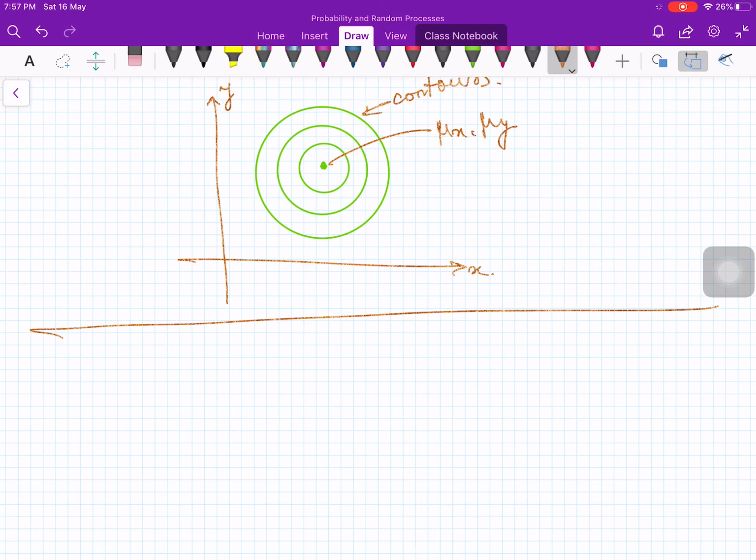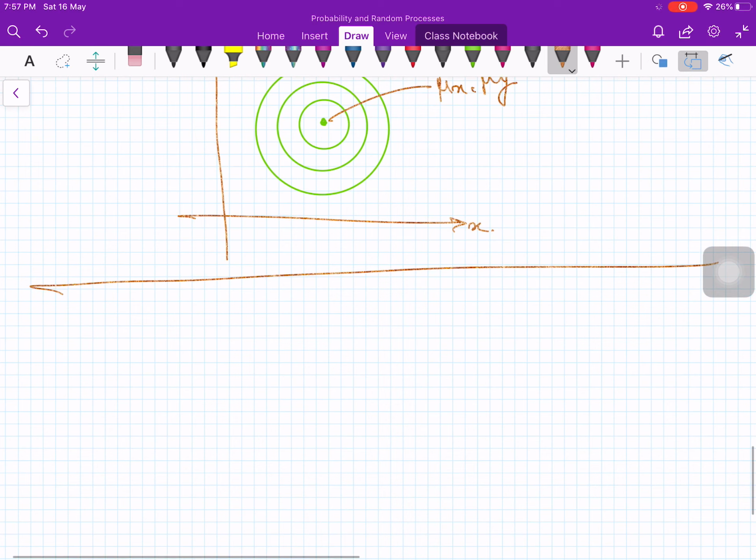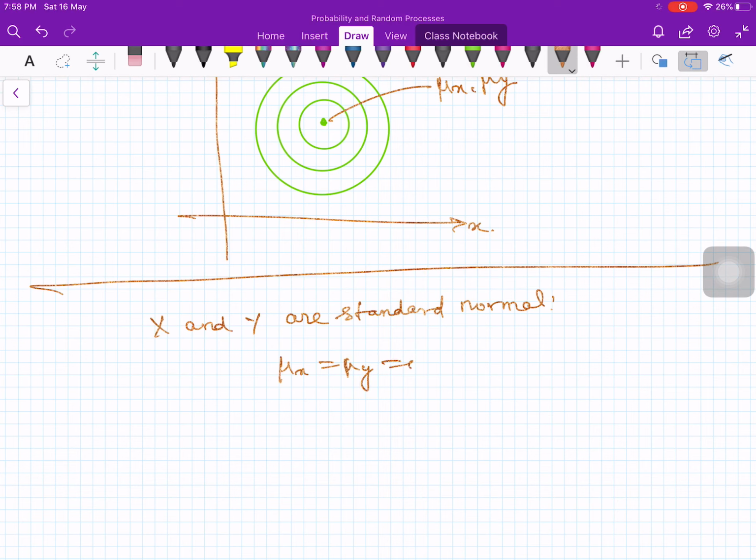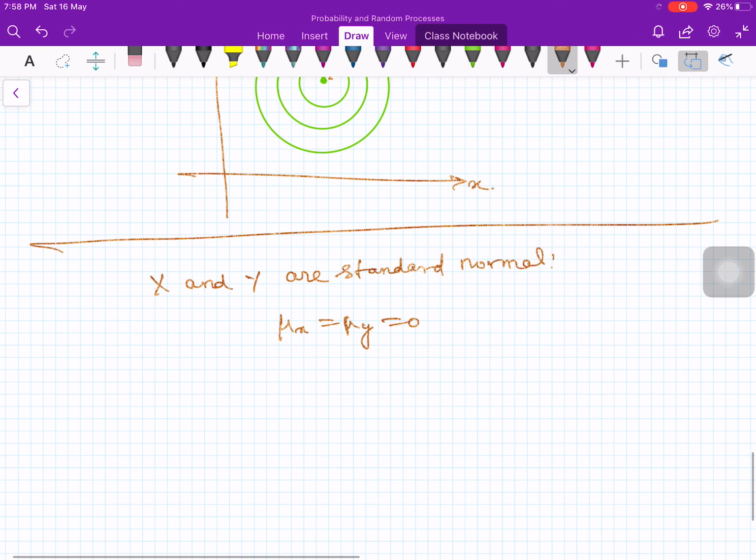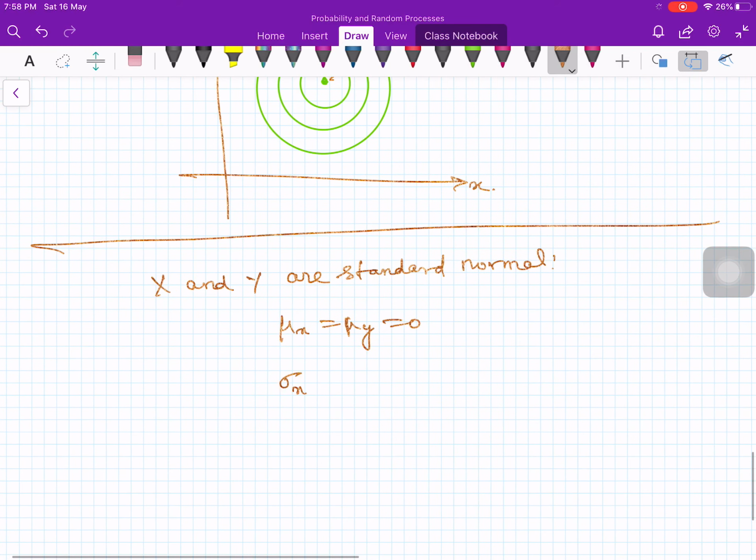Suppose the random variables x and y are independent and each with a standard normal density function. Let us simplify the case. X and y are standard normal. When I say standard normal, then mu x equal to mu y equal to 0. Why am I considering this? To simplify the notation and to make the concept a little easier. Okay. So then sigma x squared equal to sigma y squared equal to 1.